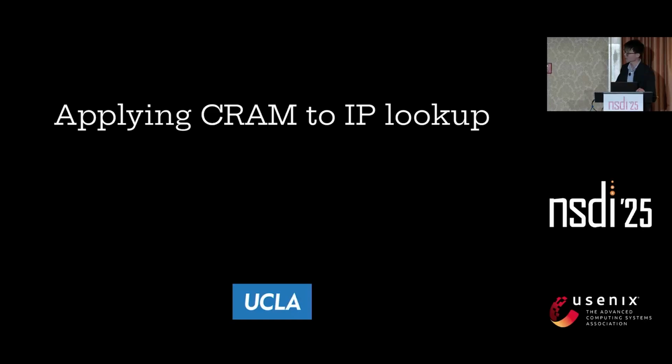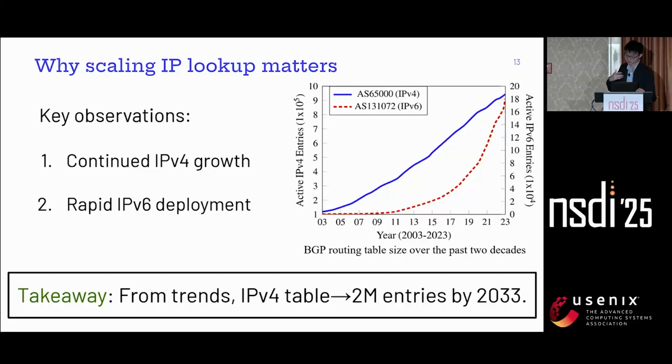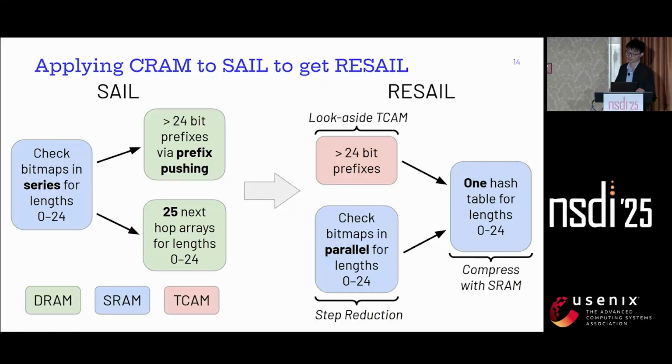So now we demonstrate how we actually use CRAM in the context of IP lookup. So first of all, why does scaling IP lookup matter? Well, based on our observations using some well-known global routing tables, we find that IPv4 continues to grow at a steady linear rate, while IPv6 has grown at a much more accelerated rate in recent years. And from trends such as the graph shown here, we see that the IPv4 table, on the current trajectory, may hit 2 million entries within a decade.